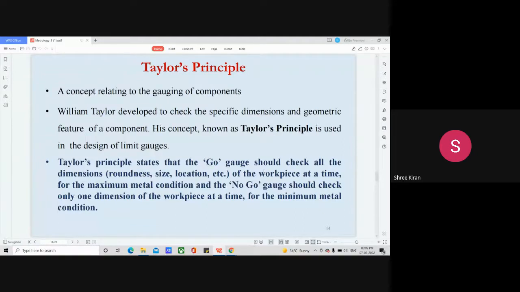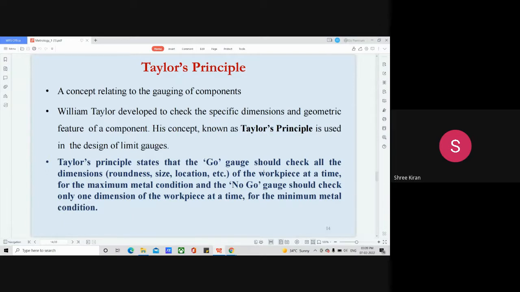And the no-go gauge should check only one dimension of the workpiece at a time for the minimum metal condition. That's what happens with respect to Taylor's principle. Here a concept relating to the gauging of compounds is occurring, where we have been checking the specific dimensions and geometrical features. It is mainly for limit gauges.